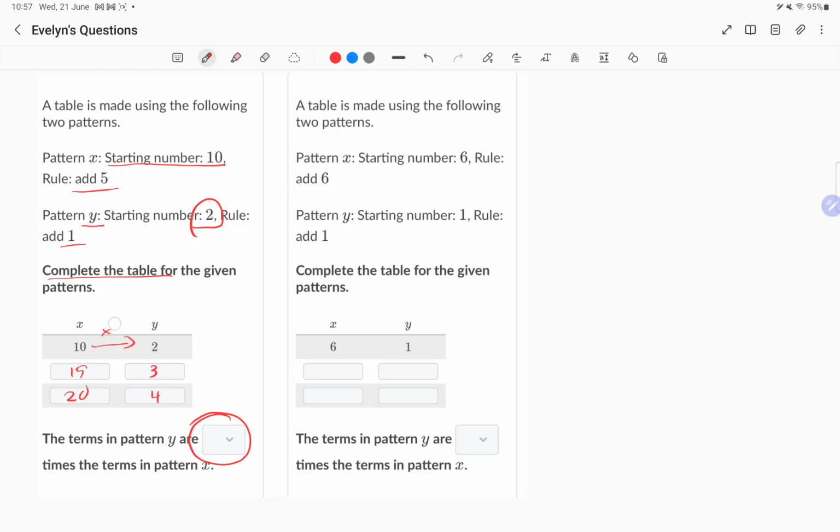So if you notice, when you divide x by 5, you get y. So the terms in pattern y are how many times the terms in pattern x? So this is, you do not multiply this by 5, right? You multiply it by 1 over 5. 1/5 times the terms in pattern x.